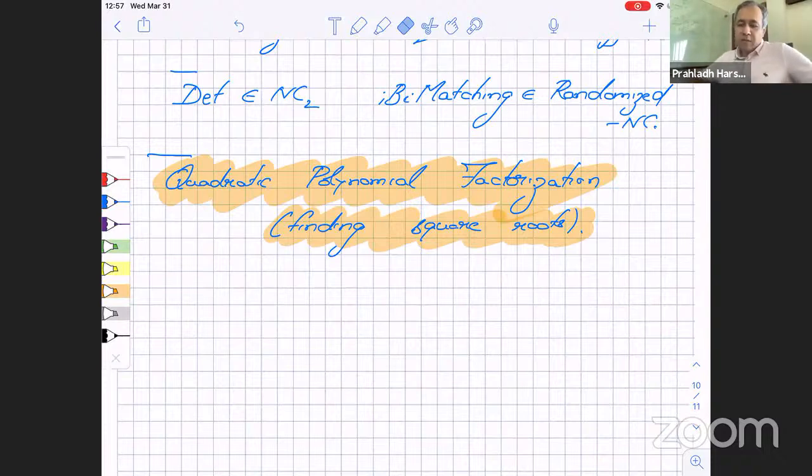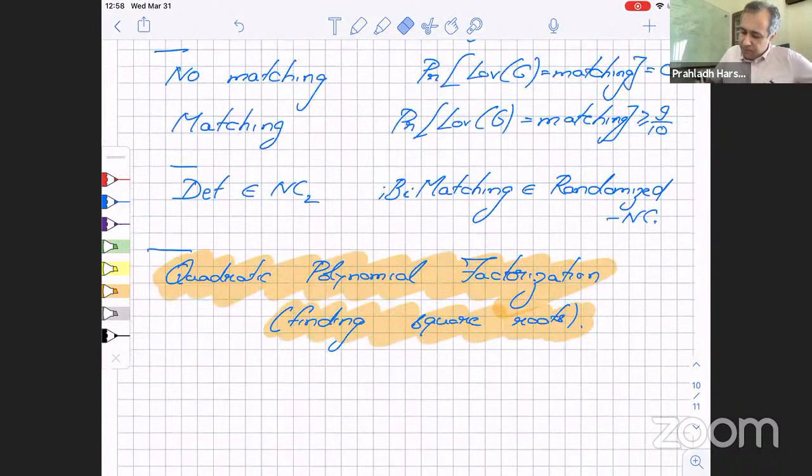If you have any questions on the two problems we talked about: both of those problems and the quadratic polynomial factorization illustrate the amazing power of randomness. Randomness helps you give extremely clean and simple algorithms in several instances. Any questions? So we'll do this next time.